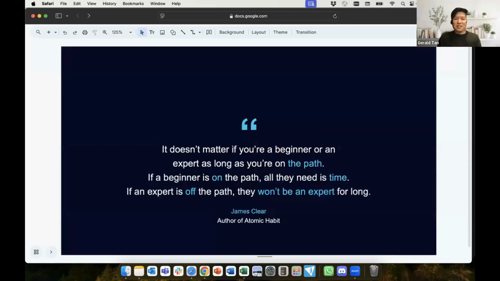And I'll start here because I think this phrase is truly a phrase that I believe in. So James Clear, he's the author of the amazing book Atomic Habits, and what he said is it doesn't matter if you are a beginner or an expert, as long as you're on the path. If a beginner is on the path, all they need is time. If an expert is off the path, they won't be an expert for long.